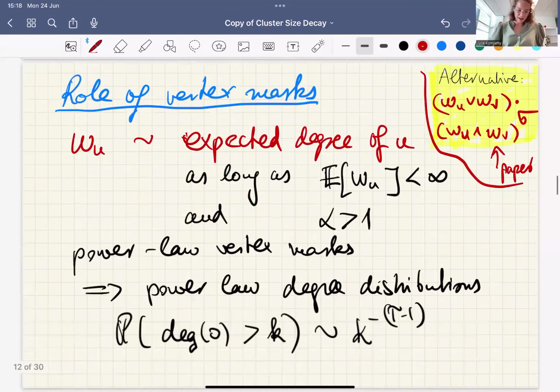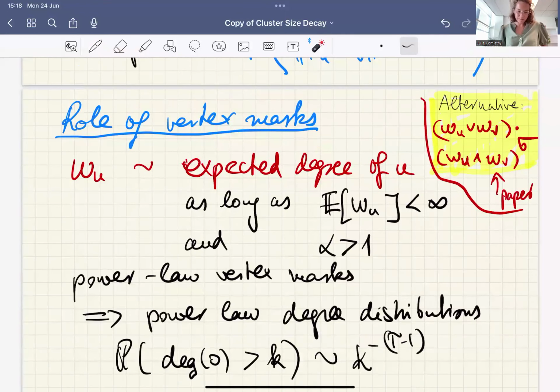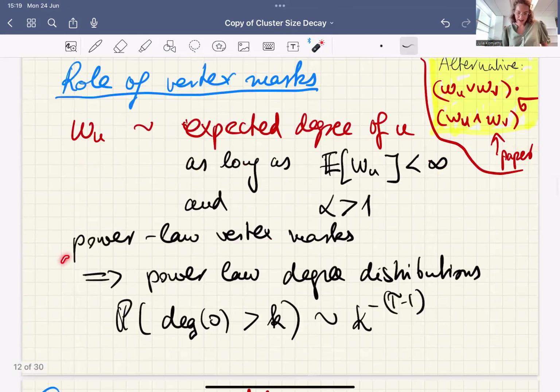Okay, so maybe I will talk a little bit about the role of these vertex marks. As I said before, W_u is the expected degree of vertex u, as long as the mark distribution has finite mean and the long range parameter is larger than one. Otherwise, every degree is infinite. So if we set power law or Pareto vertex marks, that will be reflected in Pareto degree distributions. So the probability that the degree of the origin is larger than k decays as k to the minus tau minus one, which you get by integrating the density.